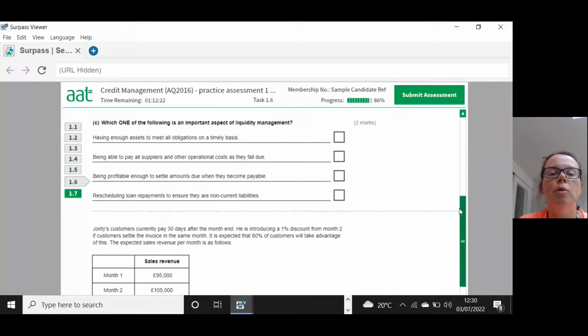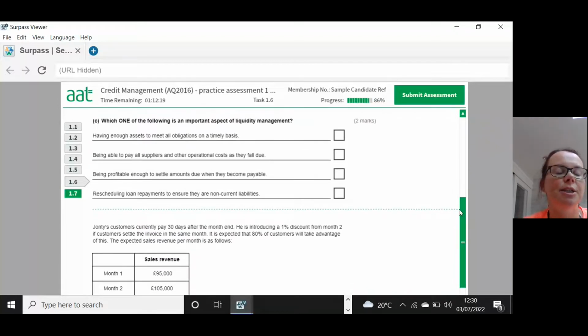Which one of the following is an important aspect of liquidity management? Having enough assets to meet all obligations on a timely basis. Well, it's not all assets, it's current assets. So I'm not going to tick that one. If it's which one, we'll come back to it if we need to. Being able to pay all suppliers and operational costs as they fall due. Yeah, I'm confident it's that. That one it's nothing to do with because it's profitable, and profit and liquidity management are different things, and loan repayments is nothing to do with it.